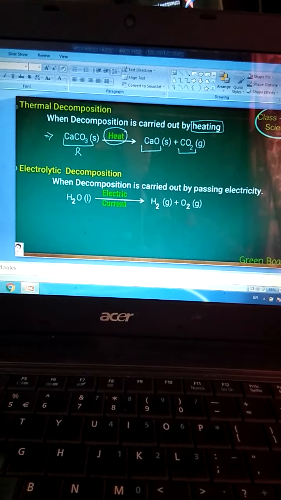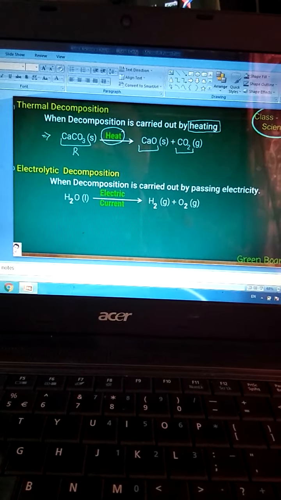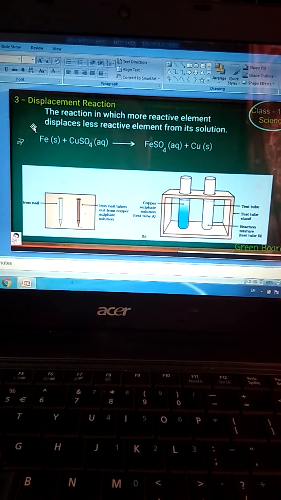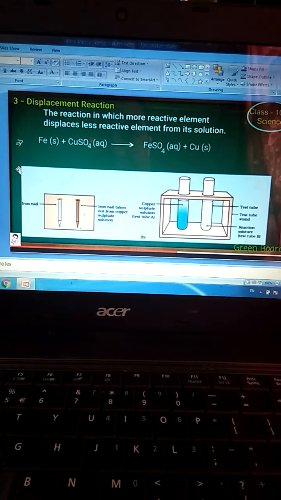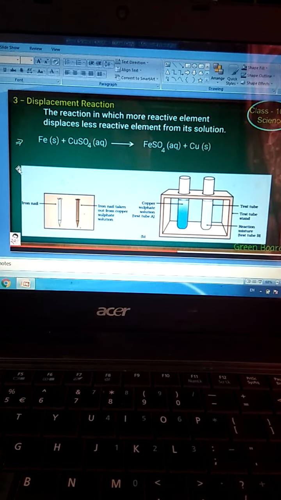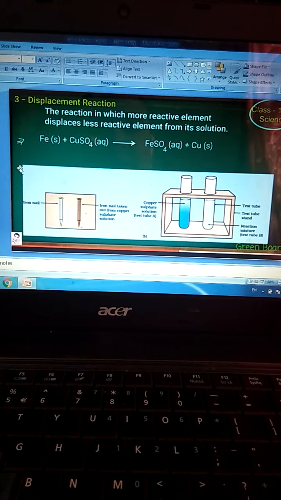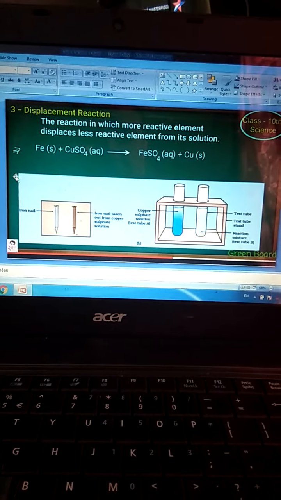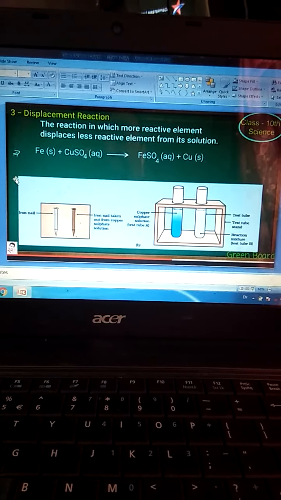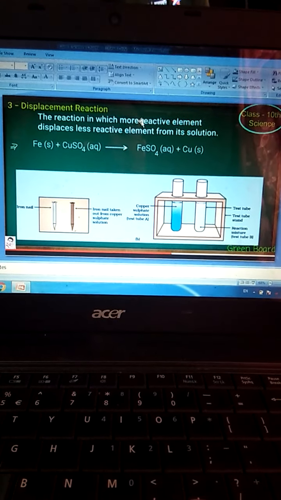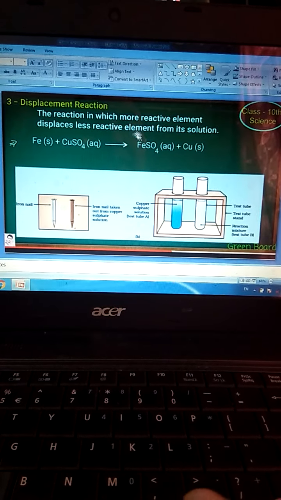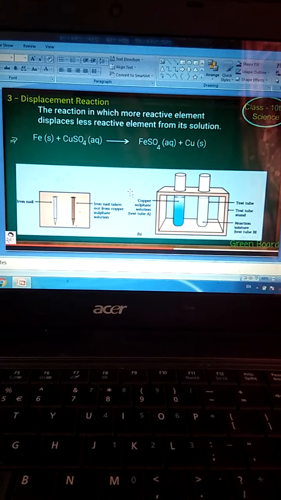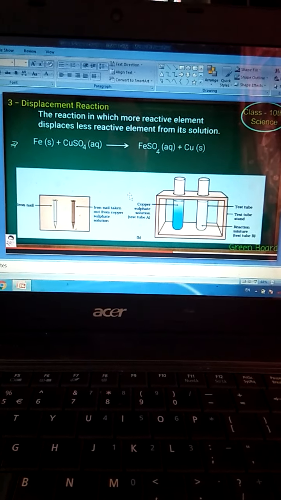After that, next we are going to learn the third type of chemical reaction, that is displacement reaction. Now displacement means what? Removing one from its position. That means one element is going to displace the other from its position. The reaction in which a more reactive element displaces a less reactive element from its solution. When a more reactive element displaces the less reactive element, we call it displacement reaction.